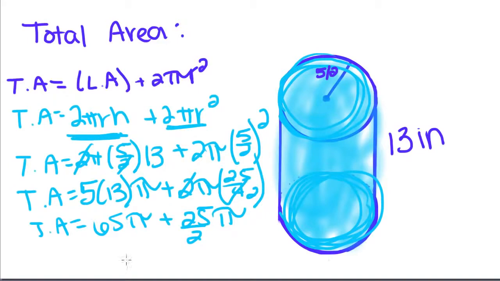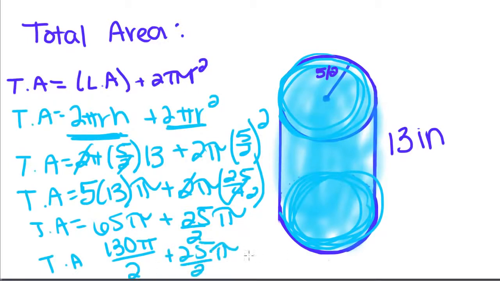25/2 pi. And I'm going to get a common denominator. So if I get a common denominator, this is going to be 130 pi over 2, and this is 25 pi over 2. So then we get 155 pi halves inches squared, because area is always squared units.